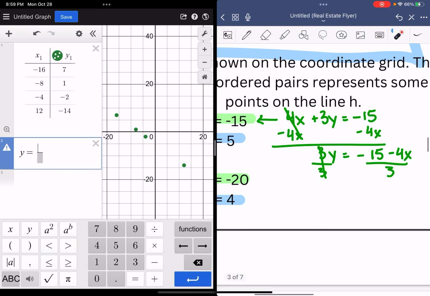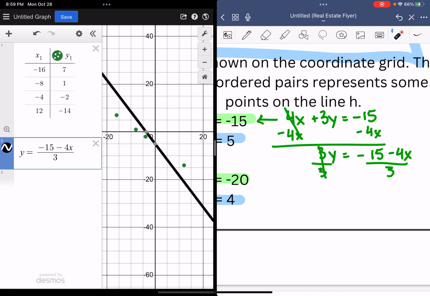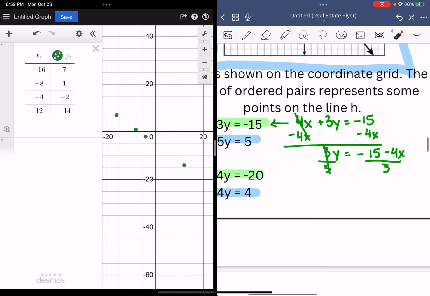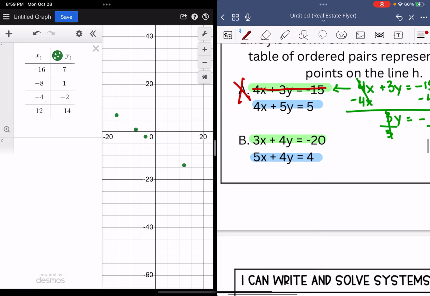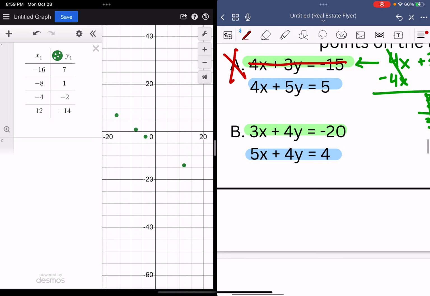Negative 15 minus 4x over 3. And if you see, that black line does not go on all of the green points. So that is not my answer. Simple as that. Not my answer. Does not match. Now, obviously, if this was the test, I would know it's B, but your test has a lot more answer choices, and I want you to see what the correct answer looks like.